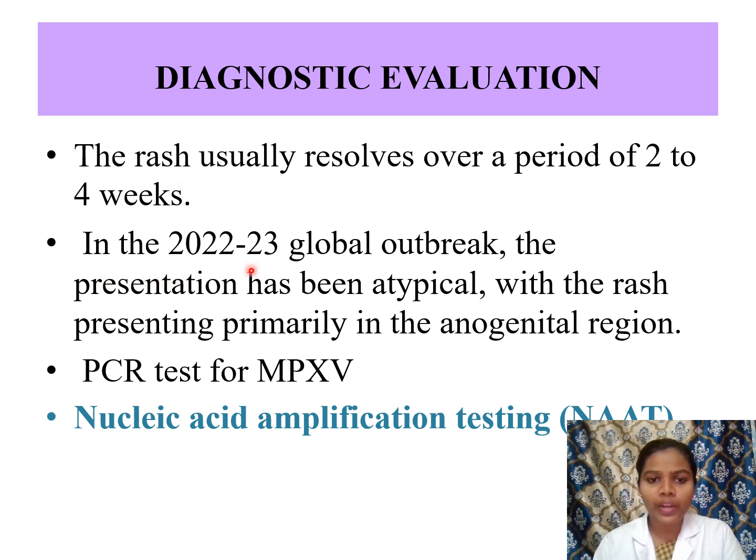In the 2022 to 23 global outbreak, the presentation has been atypical, with the rash presenting primarily in the anogenital region. So we all know that the 2022 to 23 global outbreak has occurred. When the outbreak occurred, it was observed that the rash was very common in the anogenital region during this season.